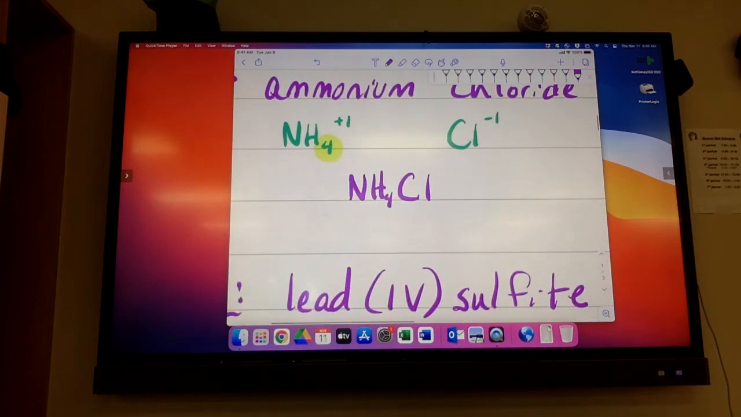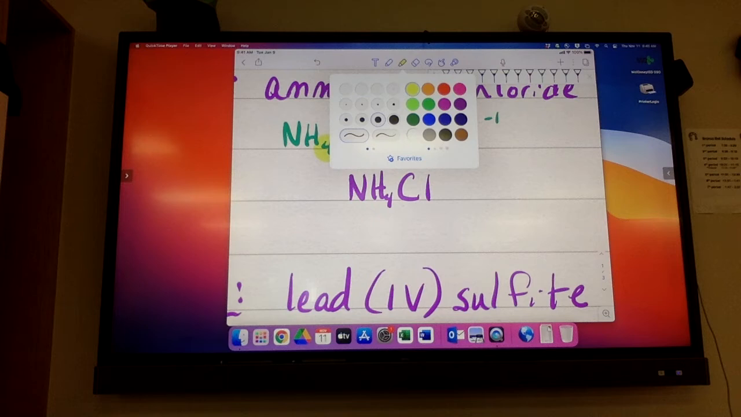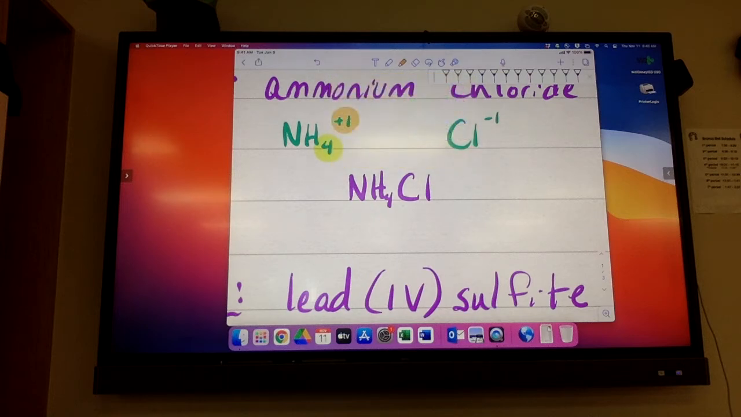Can you see how you just need one of each of these? Because you're looking at these charges and they all just cancel out like that, right? So you don't need to multiply by anything. So you just copy it down just like you did in the previous ones. So just NH4Cl.